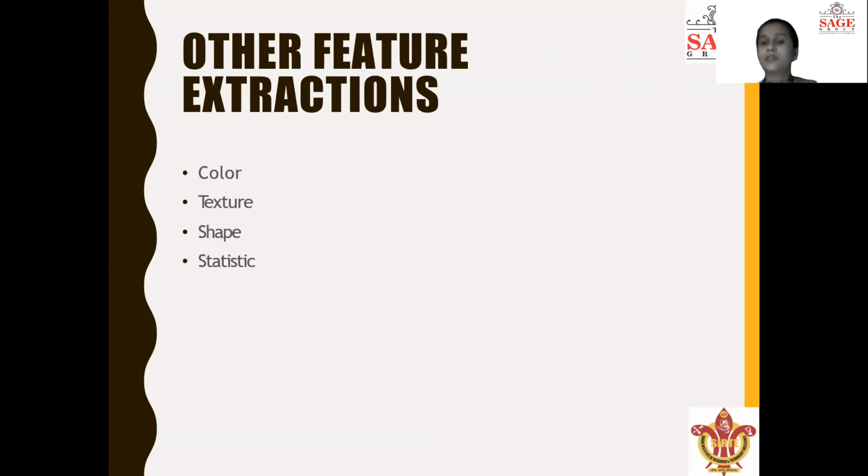So color itself is very important when we are taking a picture. Color means we are checking the intensity of pixels. We are checking the highest value of the pixel at that particular point. So on the basis of color we can also extract some features.